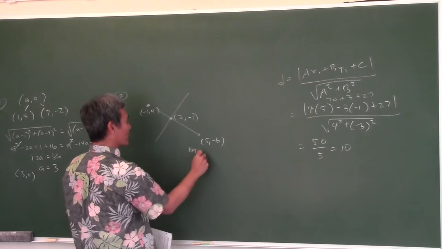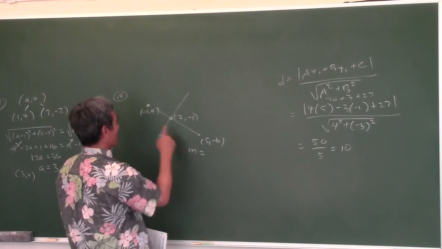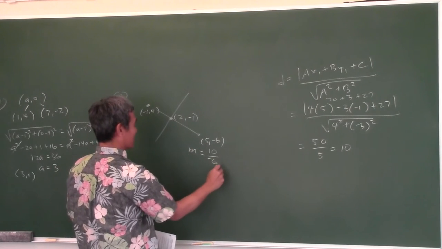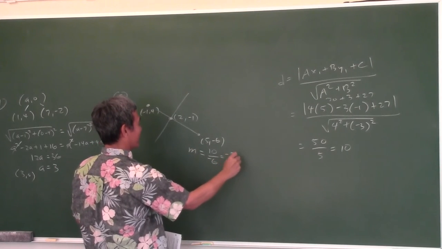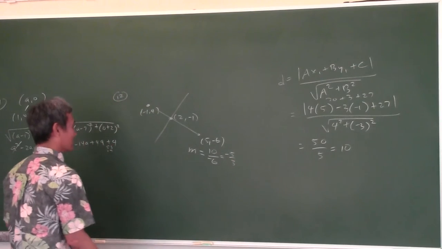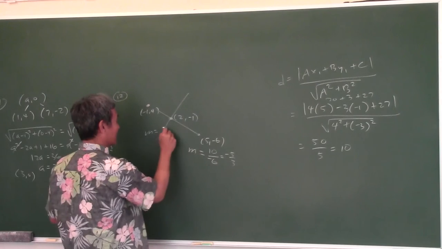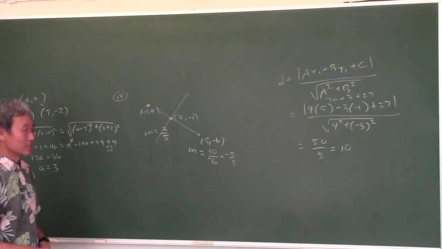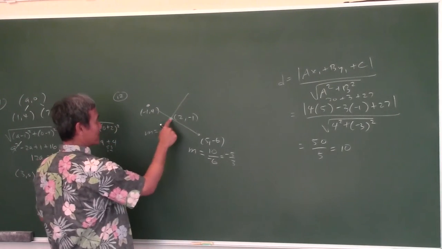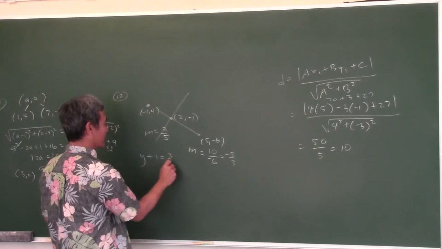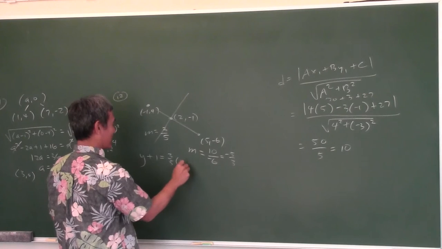And then you find the slope of this line right here, which is y minus y over x minus x, which is -5/3. Okay? Therefore, what's the slope of the line that's perpendicular to it? 3/5. So, using this point and that slope, here's point slope form. Y plus 1 is equal to 3/5 times x minus 2.